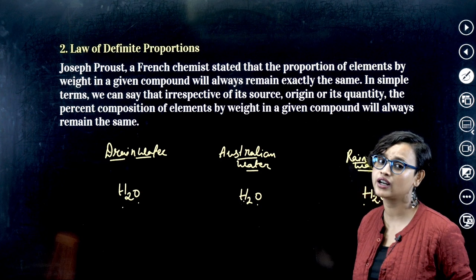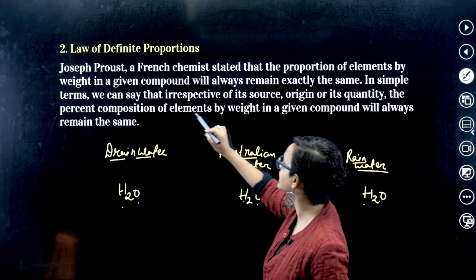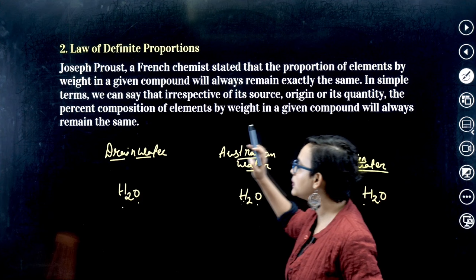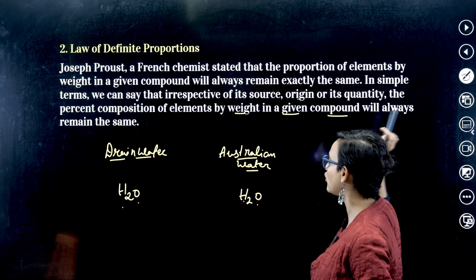In simple terms, we can say that irrespective of its source, origin or quantity, the percent composition of elements by weight in a given compound will always remain the same. Understood? Was it easy?